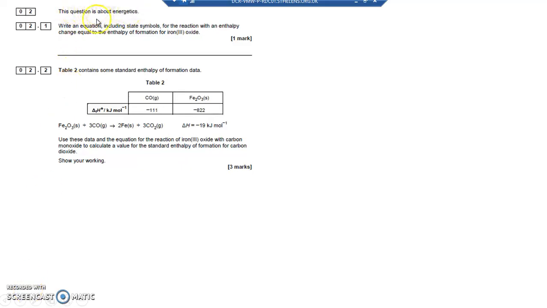Question 2. A question about energetics. Write an equation including state symbols for the reaction with an enthalpy change equal to the enthalpy of formation of iron 3 oxide. So first of all, you've got to work out what iron 3 oxide is.